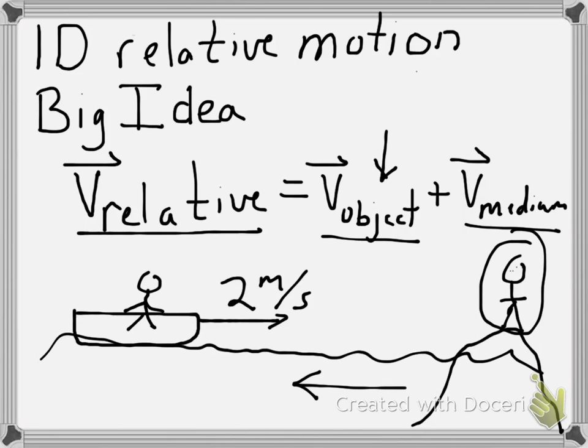The velocity of the medium, that's the thing the object is in, in this case, that's the river. So the river is flowing at, say, 1.5 meters per second. I'm just making these numbers up. So the boat is headed to the right at 2 meters per second. This is velocity, it's directional, to the right. The medium here is moving to the left, which we've illustrated with our arrow, at 1.5 meters per second. We now have a relative velocity problem.